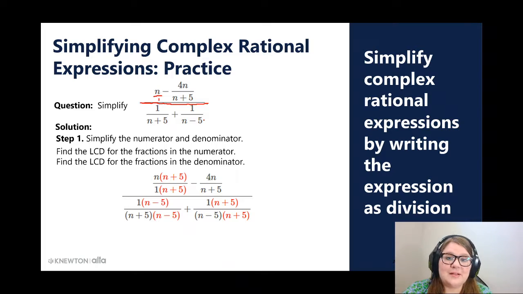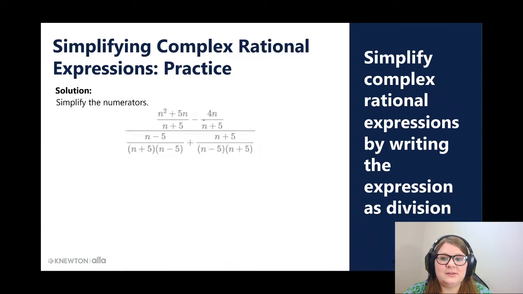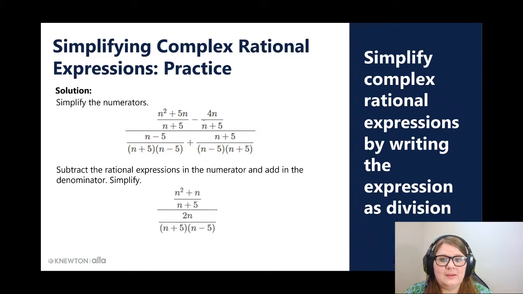Now let's take a look at the denominator. All right, we have two fractions there. Their denominators are n plus 5 and n minus 5, respectively. So those both need to be included in the lowest common denominator. So we multiply the first fraction by n minus 5 on top and bottom, and we multiply the second fraction by n plus 5 on top and bottom. Now that we've done that, we're going to simplify the numerators and simplify the denominators. Notice we've distributed anywhere that's possible. And now on the top, we're going to subtract 4n, which 5n minus 4n becomes just n.